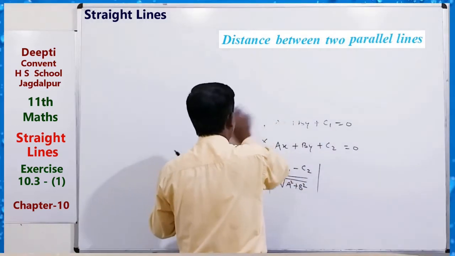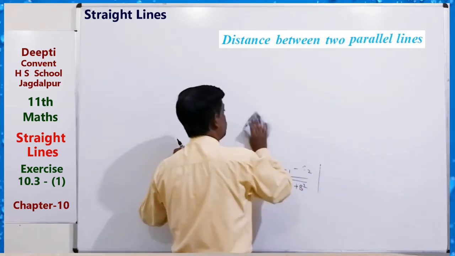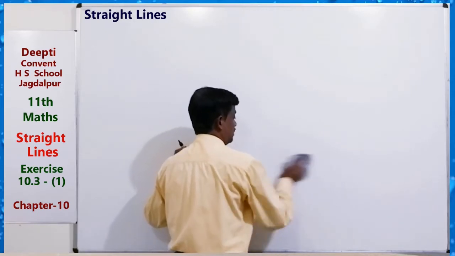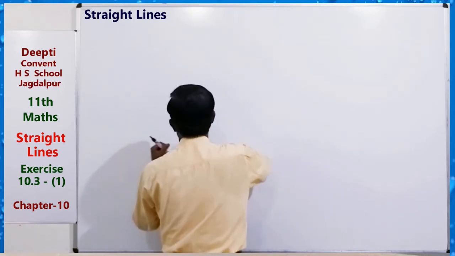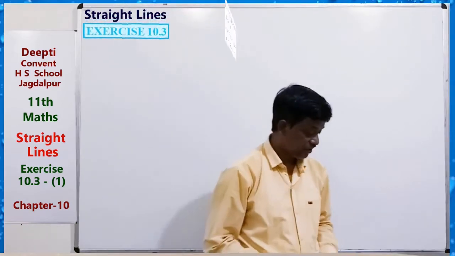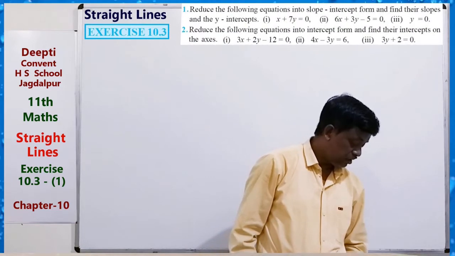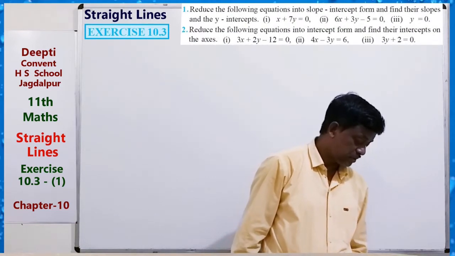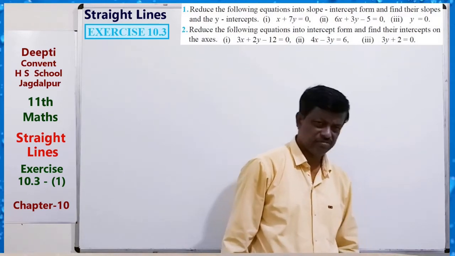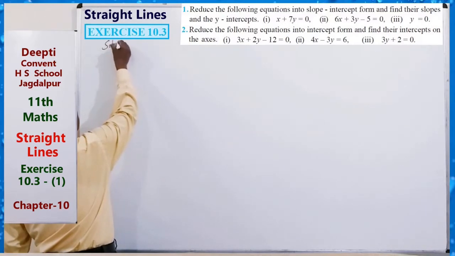By using this formula and all the different forms of straight line, we will solve exercise 10.3. Reduce the following equation into slope intercept form and find their slope and y-intercept. Just simple questions.